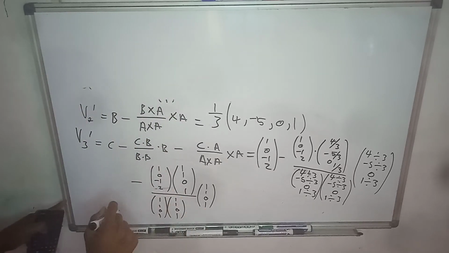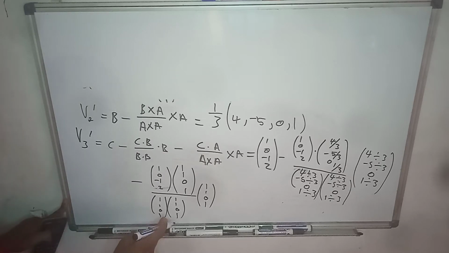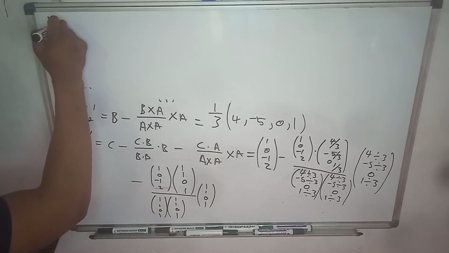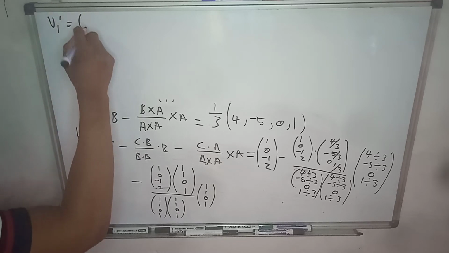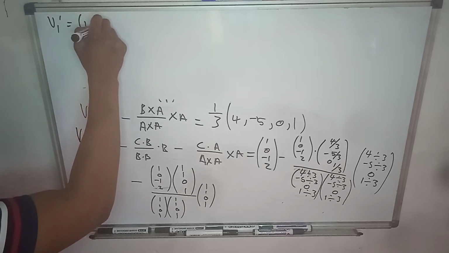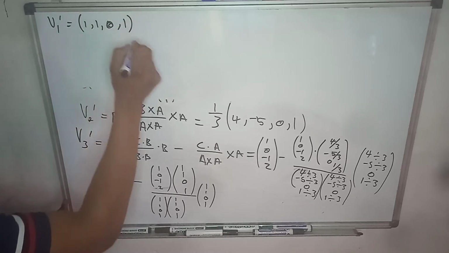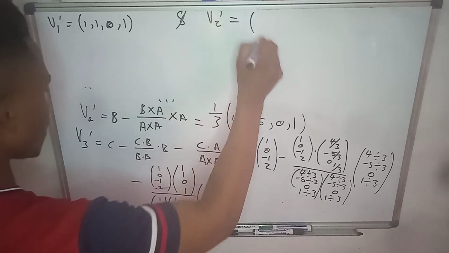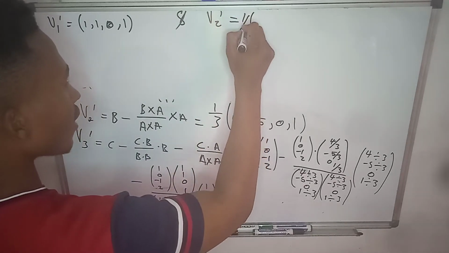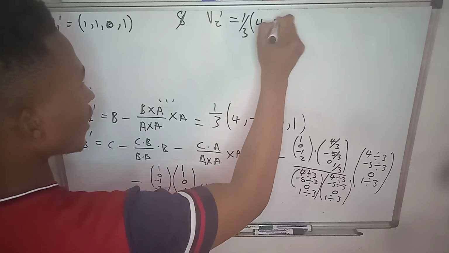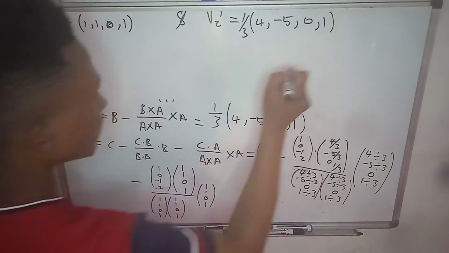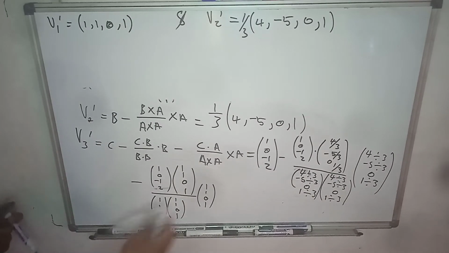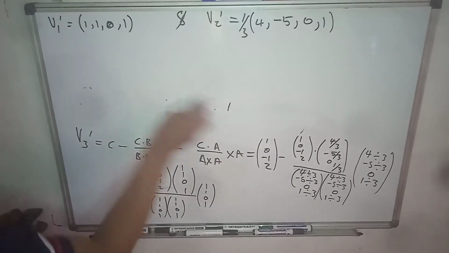So this is what we're gonna do for the orthogonal basis for this one. But our A, we said V1 prime was 1, 1, 0 and 1. So let me just save this data. So this will be V2 prime, which is the same as 1 over 3, 4 minus 5, 0 and 1. So this is what we are having.